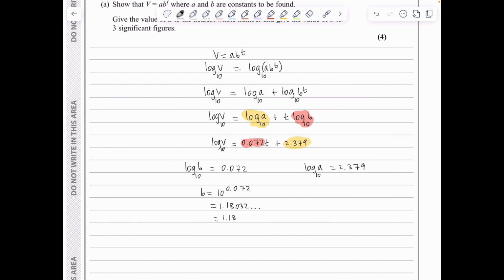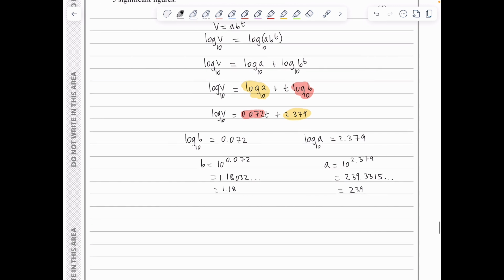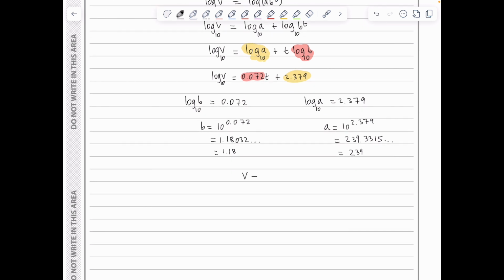And we also have a equal to 10 to the 2.379, which gives an answer of 239.3315, which correct to the nearest integer is 239. And therefore we conclude that capital V is 239 times 1.18 raised to the power of t.